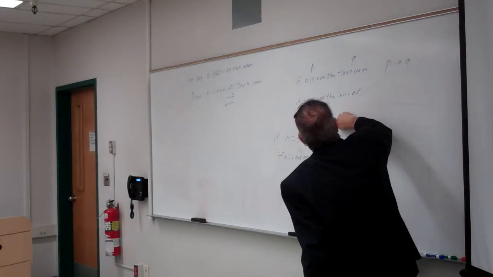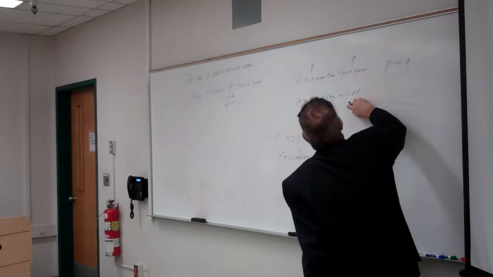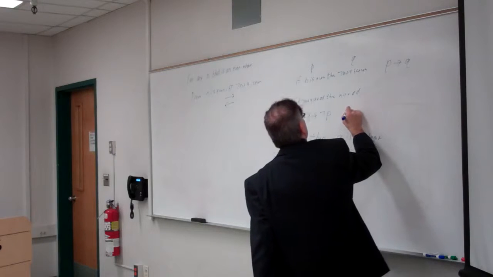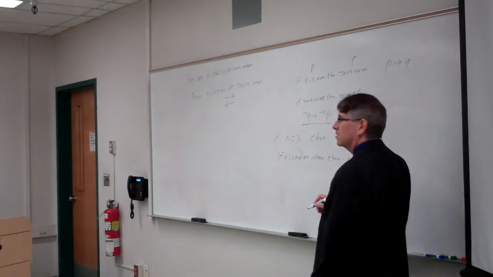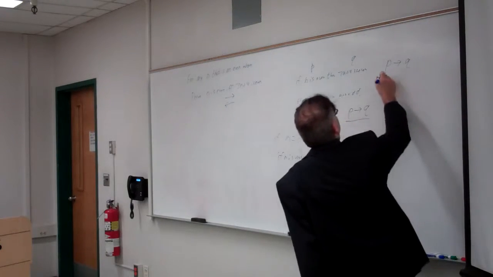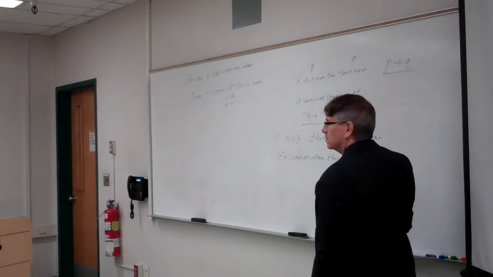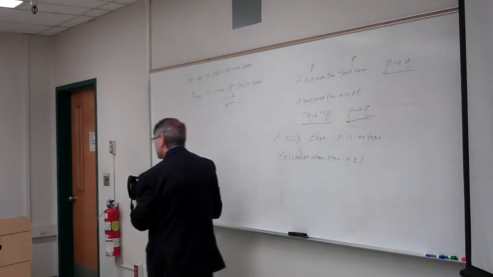But we could try to prove this, and we could also try to prove this. If we prove this and this, then we're done. Or if we prove this and this, then we're done. But proving that and that would just prove the same thing twice.